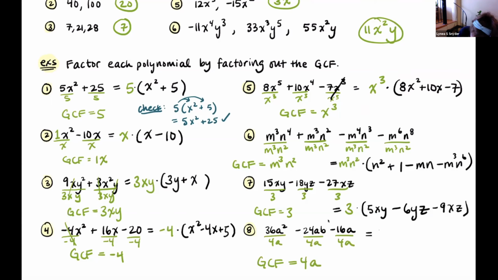Okay, so we're going to write this as 4a times. Okay, the first term, 36 over 4 is 9. A squared over a is a to the 1st. Okay, we'll have minus 24 over 4 is 6. A over a is 1. The a's canceled with the a on top, so we just have a b left. And then minus 16a over 4a, so it'll be minus just 4. And so there we go.